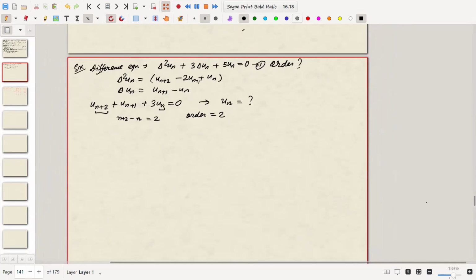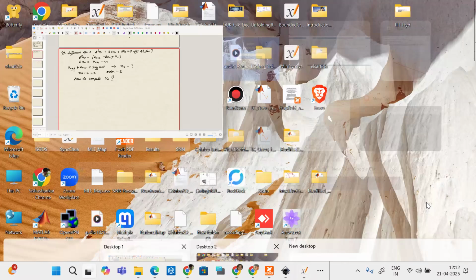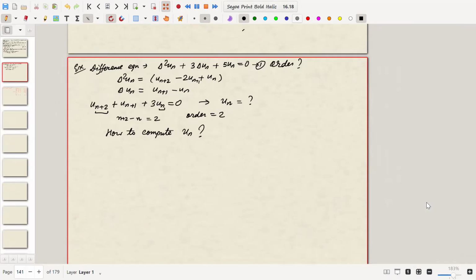Okay. So this is the idea of a recurrence relation. This is also known as a recurrence relation and also a difference equation. This is known as the order of a difference equation. But our role is not finished yet. Our role is how to compute u(n). This is the question we will try to answer in subsequent classes. We will develop methods through which we can solve for u(n), isn't it? We will develop techniques through which we can find u(n). That is our idea.